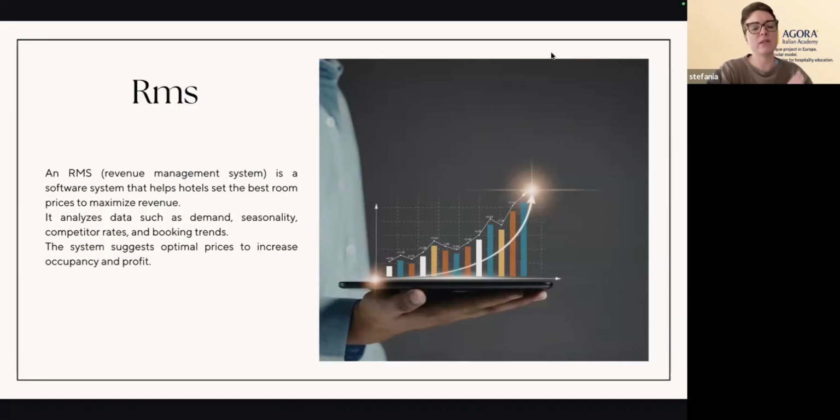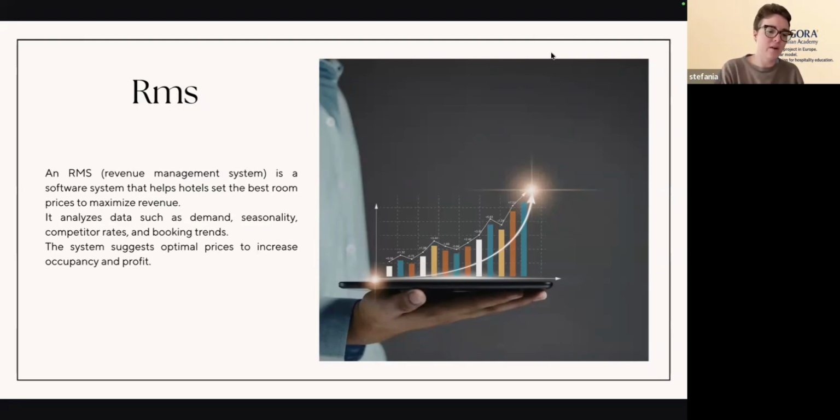So it collects all the data, historical data about reservations from the PMS, future reservations, analyzes all the data together with artificial intelligence, and then suggests the best price. So at today's times, the hotels can manage everything quite automatically.